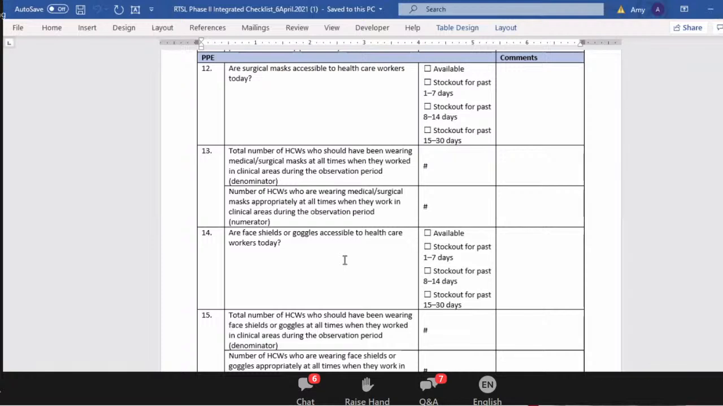Again, you will be asked to identify a denominator and a numerator associated with these indicators to be able to see what specifically, in terms of behaviors, is being conducted by healthcare workers in the primary healthcare facility. In the event that it is identified that healthcare workers are not wearing personal protective equipment correctly, then this provides an opportunity to provide corrective actions for these types of behaviors.